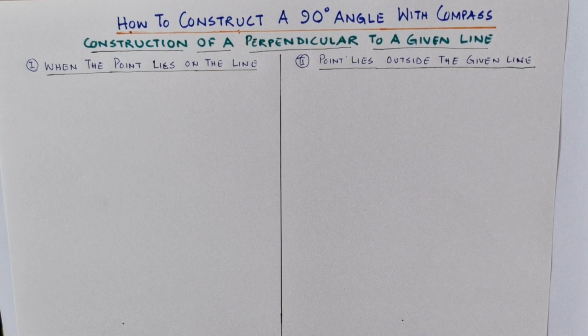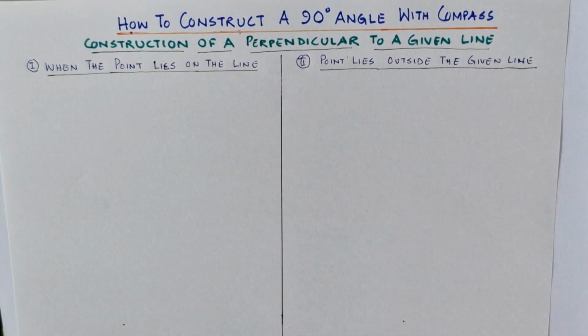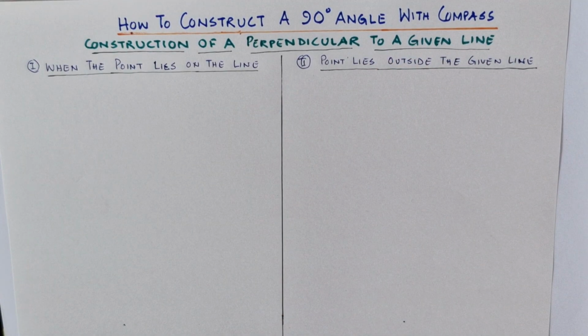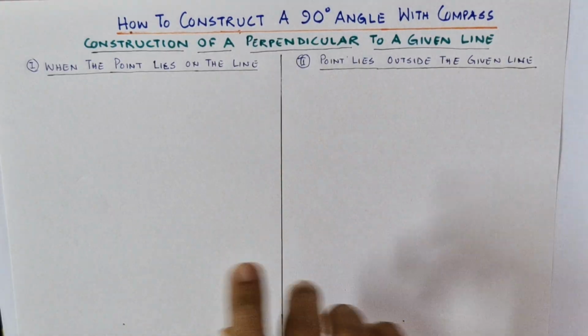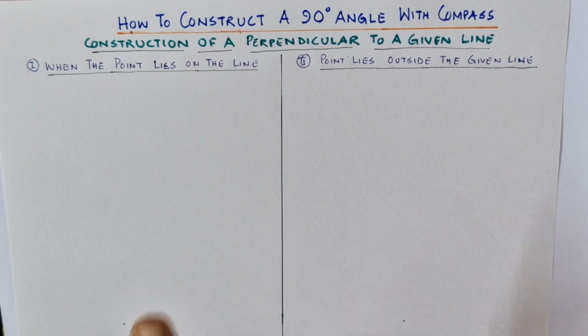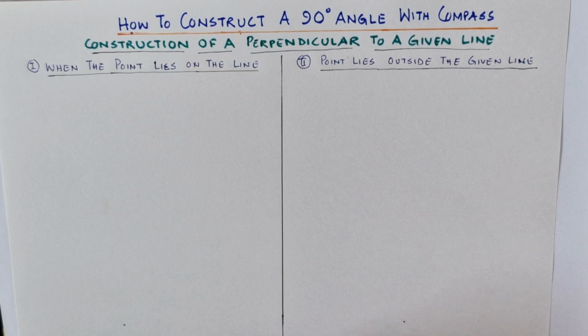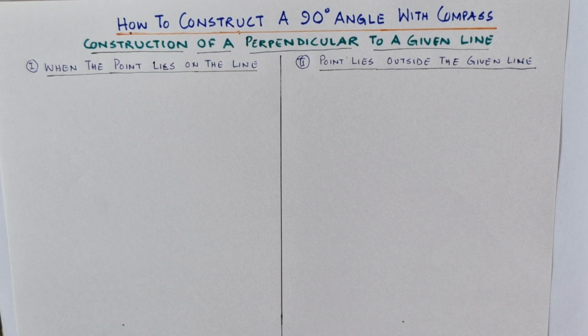Now today's topic is how to construct a 90-degree angle with a compass. For this construction, you'll be needing a scale, a compass and obviously a pencil.